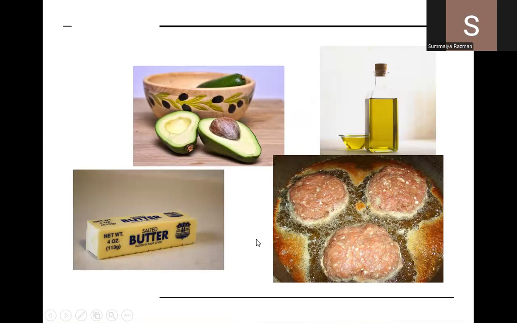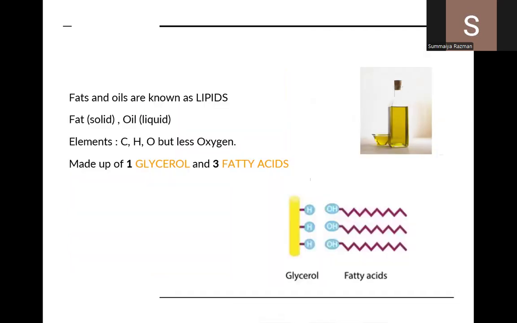Let's move on to the next one, lipids or fat. They tend to have a bad rep, but you can actually find good fats as well, like in avocado and olive oil. They can have a health benefit there as well. Fats and oils are also known as lipids. Remember that they have CHO in them, but with slightly less oxygen.